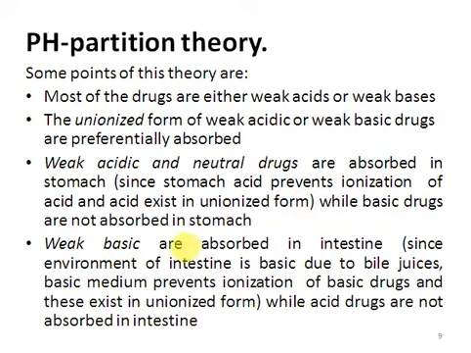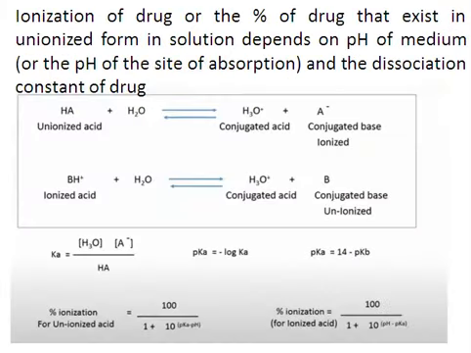Secondly, the weakly basic drugs are absorbed in the intestine. Why? Because the intestine has bile juices, and bile juices are alkaline, they are basic. Because of the basic medium, the basic drugs are not ionized, because this basic medium prevents ionization of the basic drug, and they remain unionized. So in unionized form, the weakly basic drugs are absorbed in the intestine, while acidic drugs become ionized in this medium, so they are not absorbed in the intestine, right? So this is pH partition theory.